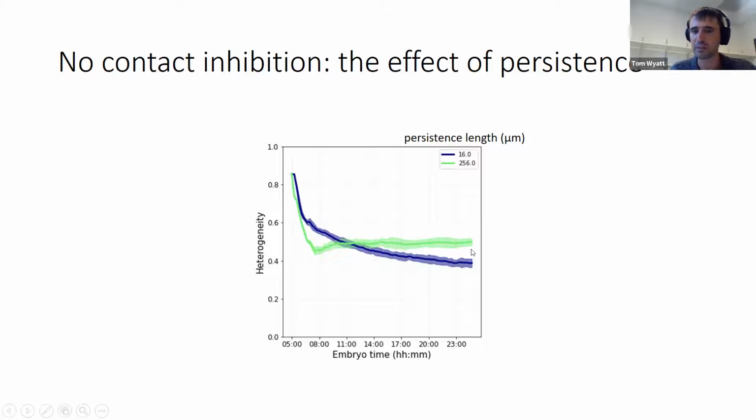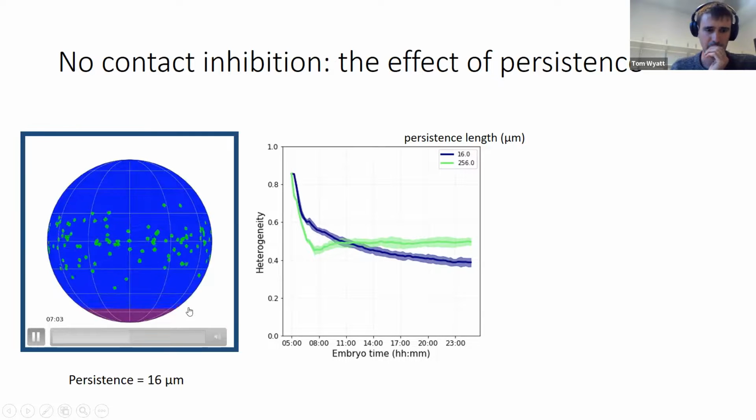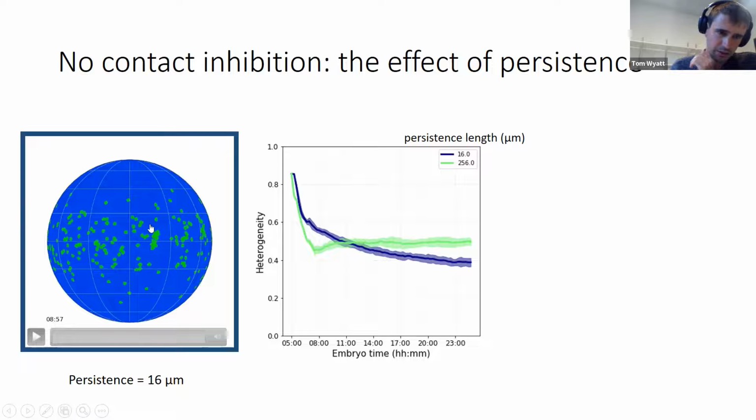So cells are traveling far in straight directions, not changing their orientation very often. You can see that the long persistence length does better at first, but then at some point it starts to do worse than the low persistence length case. So we can watch the simulations to see what's happening there. Here we have the low persistence length case, and you'll see by the time we get to this kind of 8-9 hour time point, the cells have been moving backwards and forwards and changing direction so much that they still haven't covered the distance of the embryo. They haven't managed to reach the poles there.